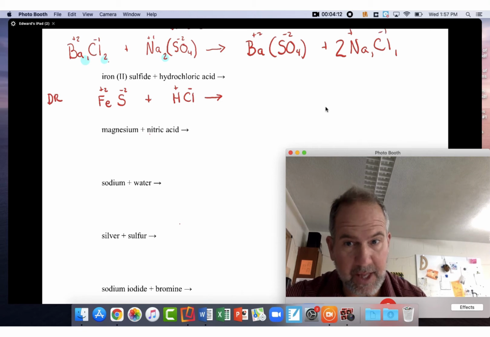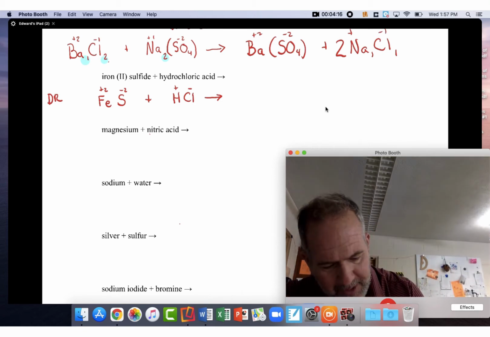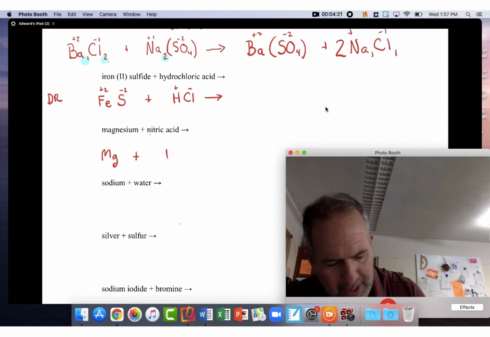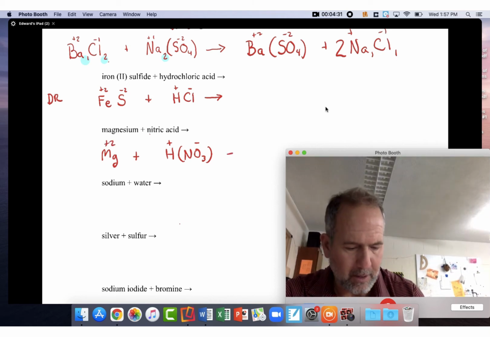You just finish that up, write the formulas, balance. This next one is Mg plus nitric acid, and nitric acid is HNO3. H is +1, NO3 is -1. Mg is +2 because you're going to need that on the other side, right? All right. Now, that is one thing and then a couple.